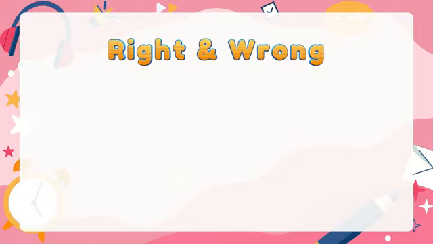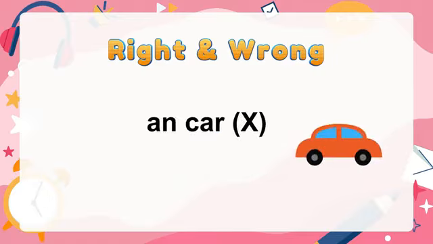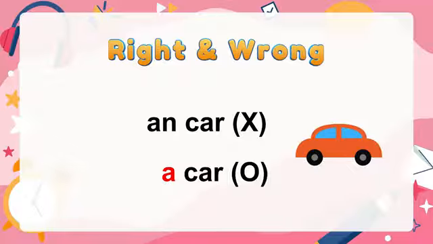And last is "an car." We use a with car because it begins with a consonant. A car is a thing.